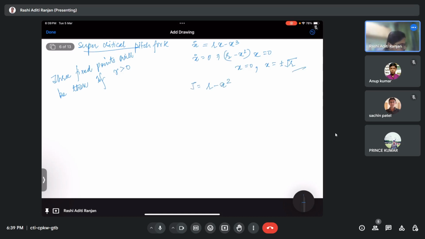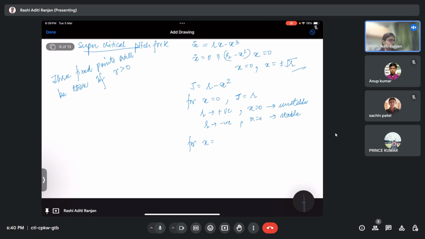Coming on to x equals 0, what am I going to have? My Jacobian is equal to r. So if my r is less than 0, I'm going to have 0 as a stable fixed point, and if my r is greater than 0, then x equals 0 is an unstable fixed point. So r positive, x equals 0 is unstable, and r negative, then x equals 0 is stable.